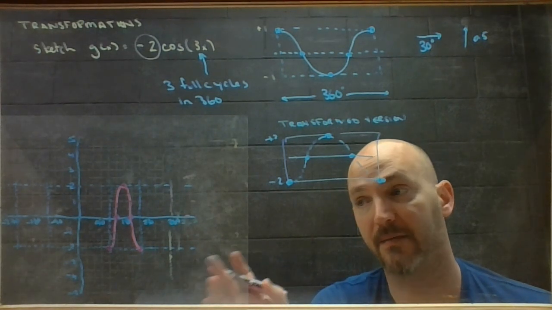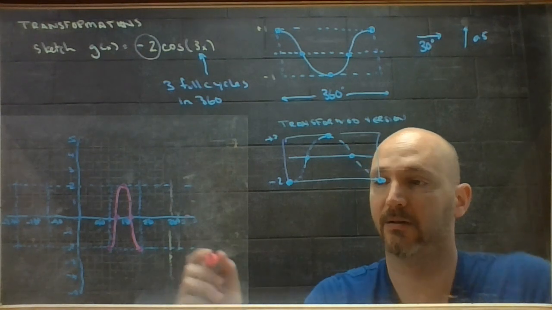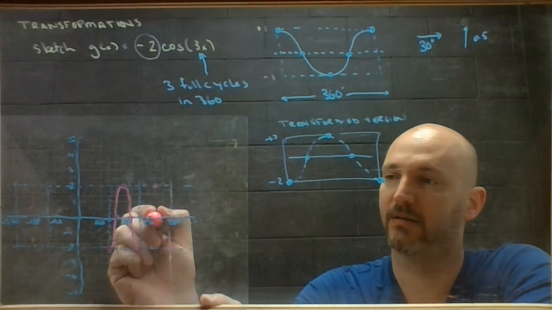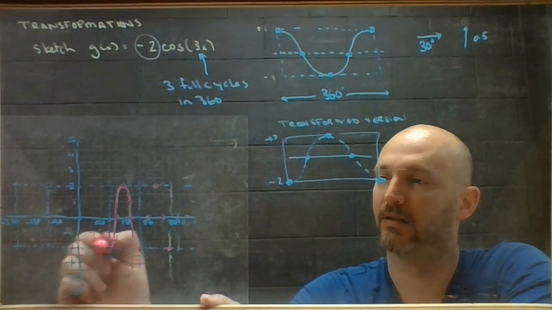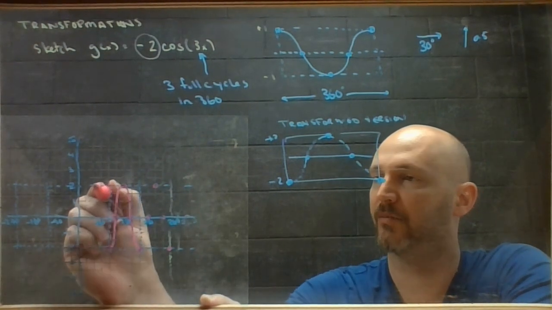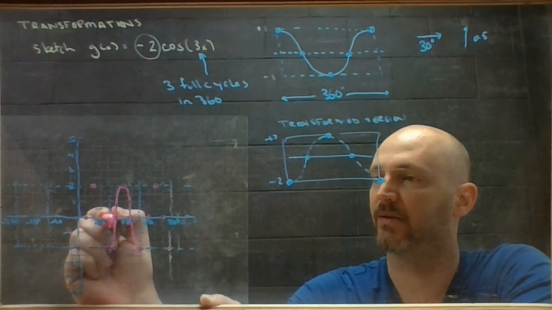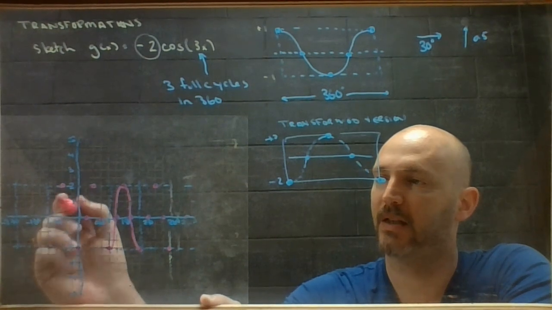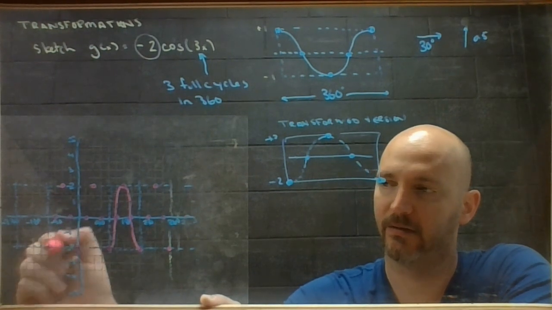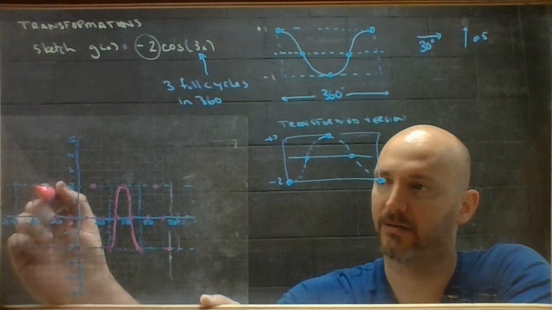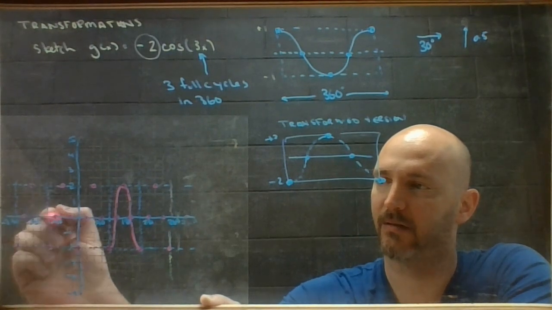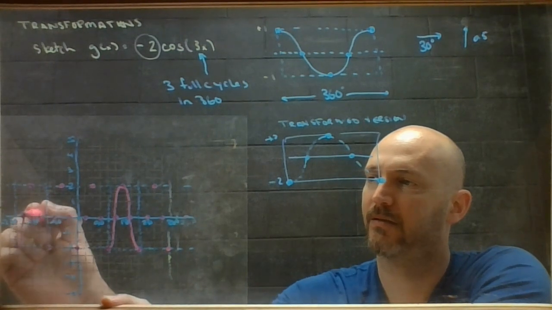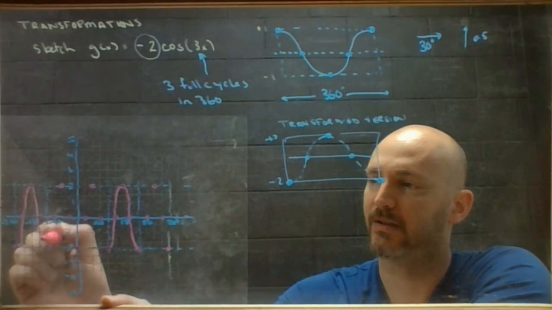So one's not enough. I have to map that pattern into every rectangle. So start low, end low, peak halfway, zero halfway. Start low, end low, peak halfway, zero out. Start low, end low, peak in the middle, zero out. And I've got enough dots to sketch in this curve.